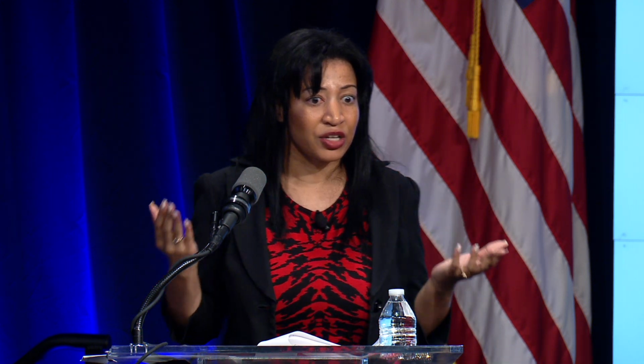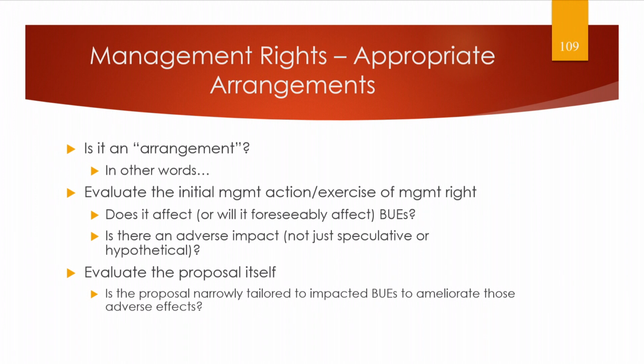The FLRA said no. They applied this balance test, and they said, you know what, we're looking at a RIF here. And this kind of goes back to the previous slide about arrangements. Does it affect, or will it foreseeably affect bargaining employees? Yes, it does. A RIF definitely affects bargaining employees. Is there an adverse impact? Yes, there's a huge adverse impact with the RIF. In fact, under the Kang case, the FLRA was quoted as saying, next to removal from federal service, it is difficult to imagine any action with more severe impact than a demotion. So you've got a very serious adverse impact.